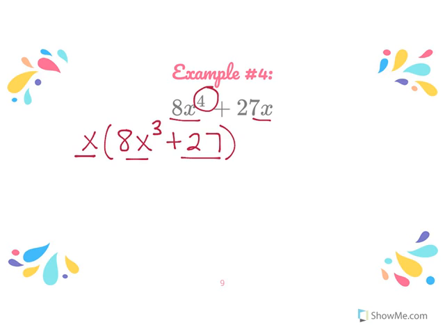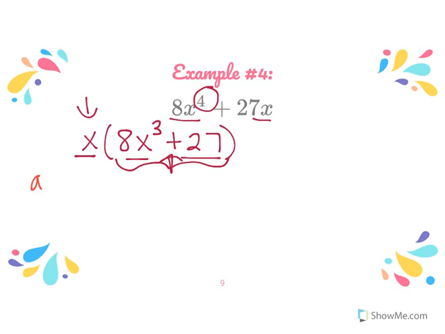So 8 is 2 times 2 times 2, x to the third is x times x times x, and 27 is 3 times 3 times 3. So I already have my GCF. Don't forget about this guy right here. We're going to get back to him later. But now I'm going to work with this value here. So this time I have a plus sign, so now I'm going to go ahead and write out the plus formula.